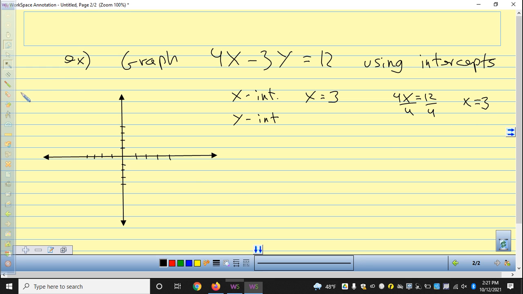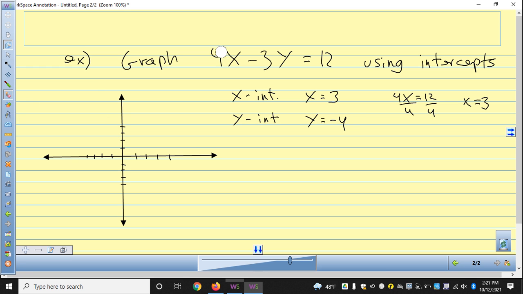What do we get for our y-intercept? Y equals -4. We cover up the x part to get our y-intercept. We get -3y equals 12. Divide by -3, and I get y equals -4.